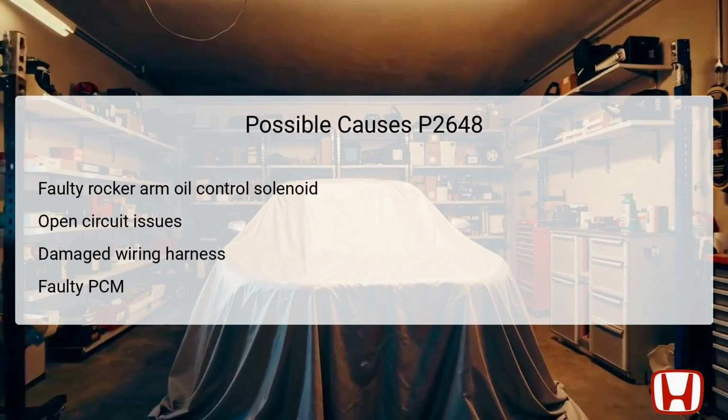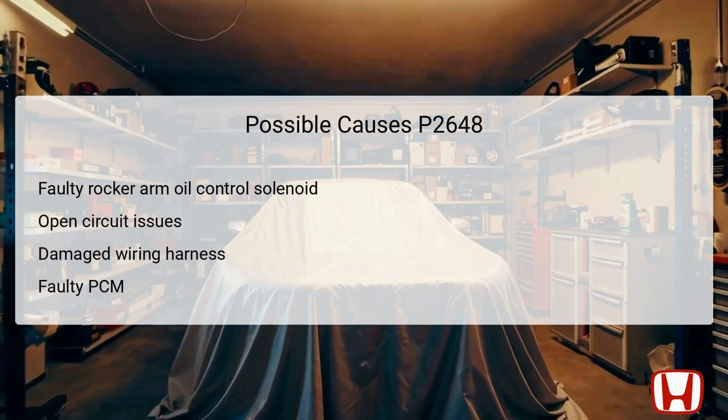Several factors can contribute to the occurrence of DTC P2648, each requiring careful consideration during diagnosis. A faulty rocker arm oil control solenoid itself can either short-circuit or fail to engage properly due to wear, causing low voltage signals. Open circuit conditions may arise from a broken connection in the wiring that prevents the solenoid from receiving the correct signal from the PCM.